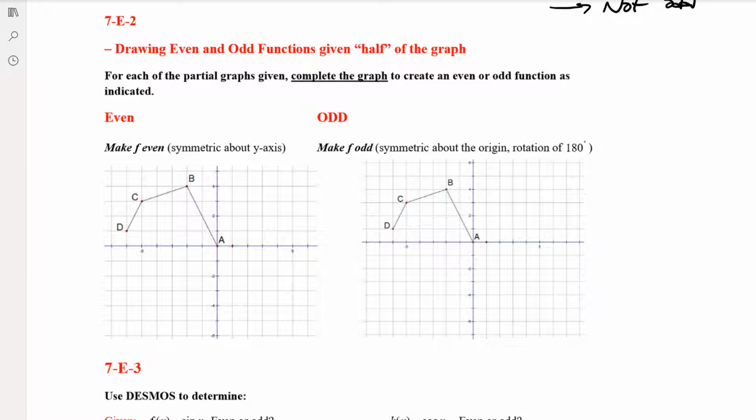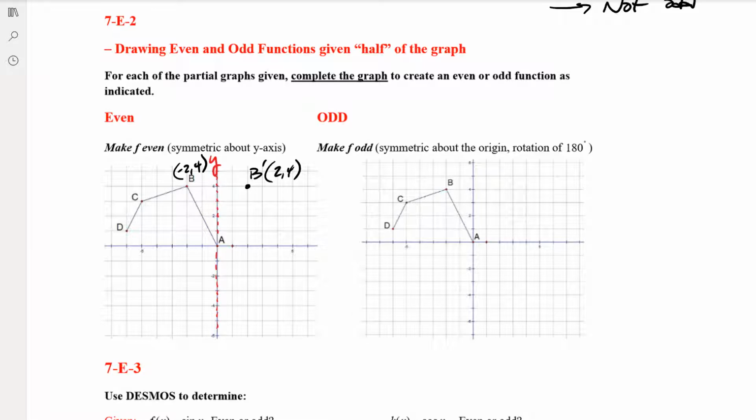So to make graph f even, you just need to make it symmetric about the y-axis. Okay, well, let's make that happen. So here's the y-axis. It's got to be symmetric about this vertical axis, and so we have to reflect it across. If you want to use trace paper, you can, or you can just simply use the coordinates. So let's use the coordinates. B is at negative 2 comma 4. Notice that it's 2 units to the left of the axis. So B prime has to be 2 units to the right at 2 comma 4.